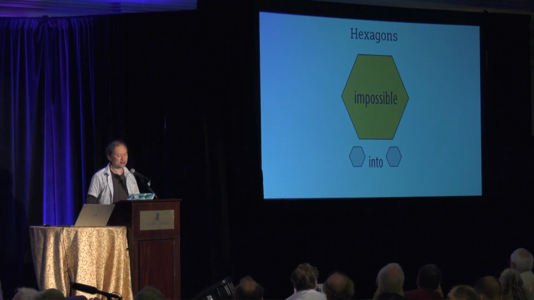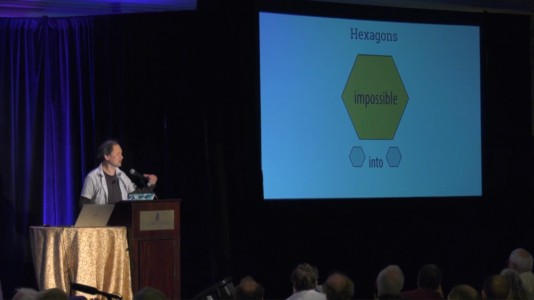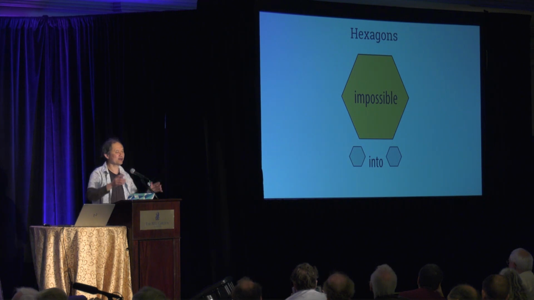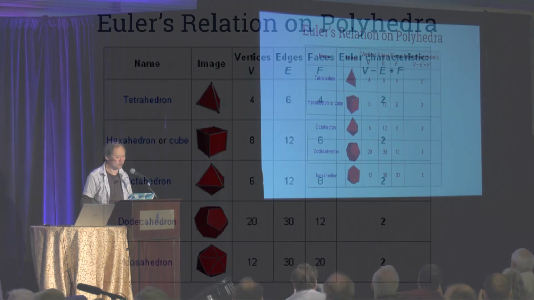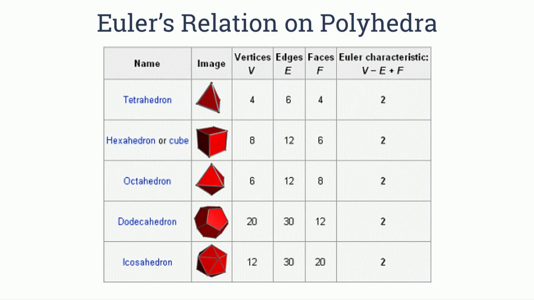And beyond that, hexagon into hexagon is impossible. Larger numbers stay impossible for more or less the same reason you can't tile a sphere with hexagons or heptagons. And the proofs all involve Euler's relationship on polyhedra. Vertices minus edges plus faces equals 2.